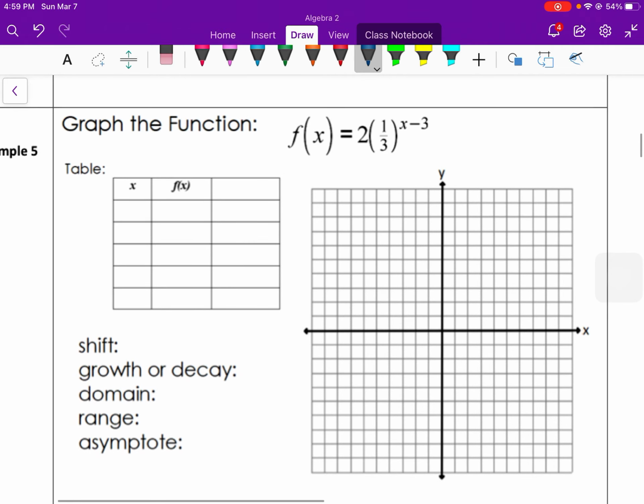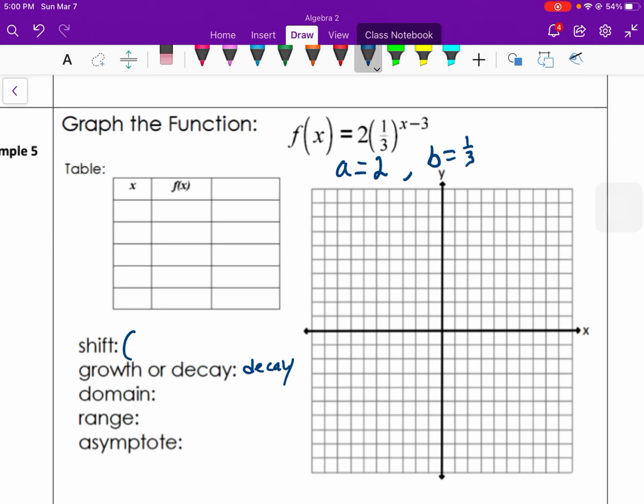Okay, so we have a lot of movement here. We have an a value, b is less than 1, and we have an h. Cool. So let's start with my a. My a is a positive value of 2. So it's not a reflection. It's greater than 1, so it's a vertical stretch. My b is 1/3. So because it's less than 1, it's a decay.